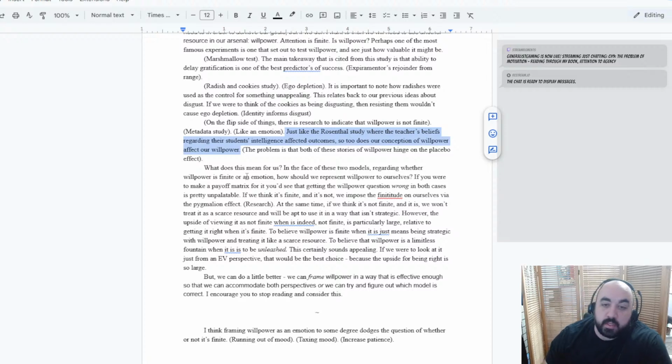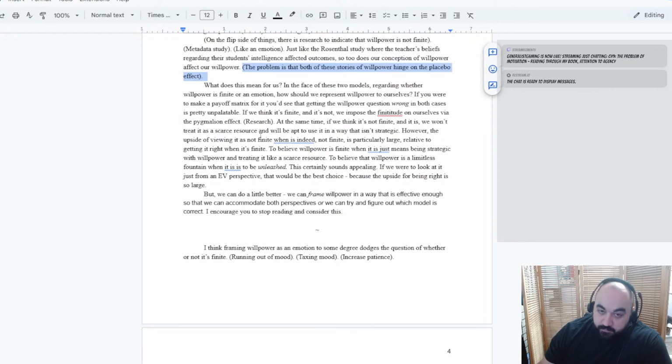The problem is both these stories of willpower hinge on the placebo effect. I think that's a reference to the meta-analysis study, and maybe that's the one we're thinking of. But okay.